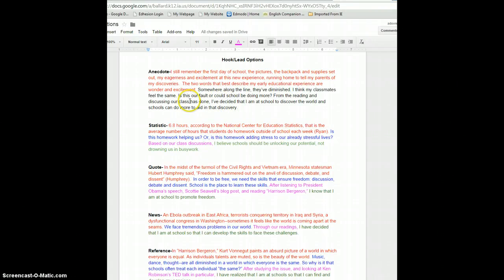Here are a few different examples. One, you could use an anecdote. Two, you could use a statistic. Three, you could use a quote. You could reference the news. And finally, you could reference a work of art or a story or something of that nature. So, anecdote is a brief story.